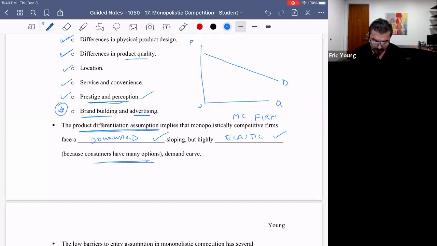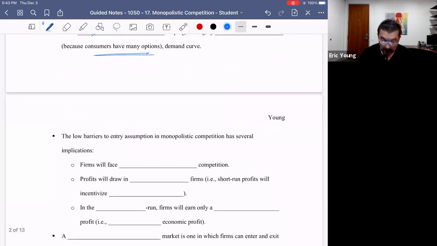had to slow down there. This implies that the demand curve for the MC will be downward sloping, but highly elastic. The other big assumption is the low barrier to entry assumption.